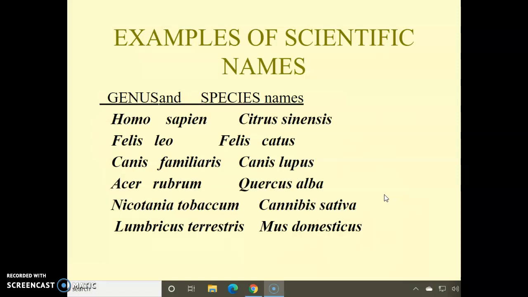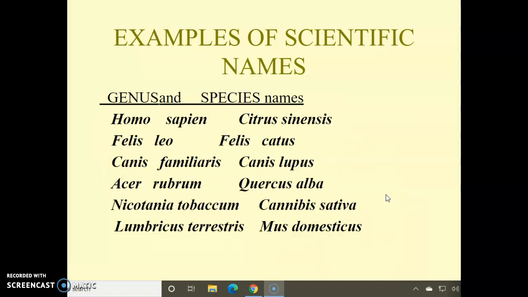Felis catus, that's the house cat. Canis lupus is a wolf. Quercus alba. If you're taking Spanish, you know alba means white, and quercus is oak. That's a white oak. Cannabis sativa, that is marijuana. And Mus domesticus is the house mouse. Ooh, I don't like those.